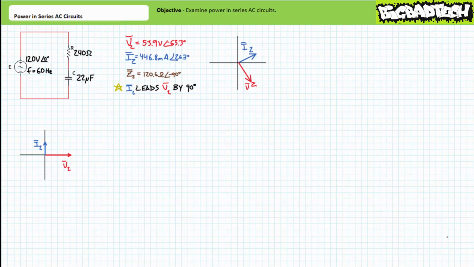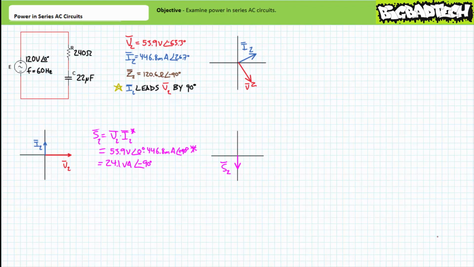It can be said the current through the capacitor leads voltage across it by a relative 90 degrees. Apparent power is the complex conjugate of voltage times current. Substituting in our given values, we arrive at an apparent power figure of 24.1 volt amperes at an angle of negative 90 degrees. Resolving this into its real and reactive components demonstrates this capacitor is directing 0 watts towards real power and negative 24.1 VARs towards a reactive interchange. This is to be anticipated given the entirely reactive nature of a capacitor.